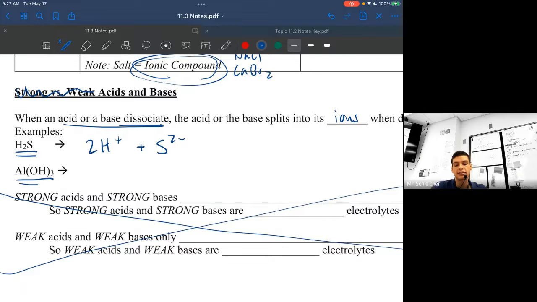When we have a base, it'll do the exact same thing. When it dissolves, it splits off into its individual ions. So aluminum will split off into an aluminum 3+, and a hydroxide will split off into an OH minus. But there were 3 of them, so make sure we write down 3 OH minuses.